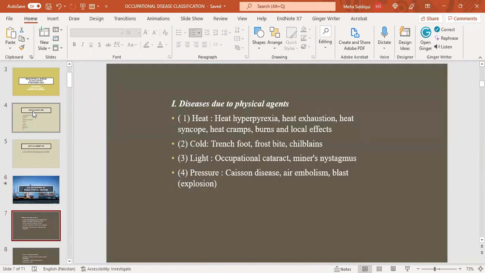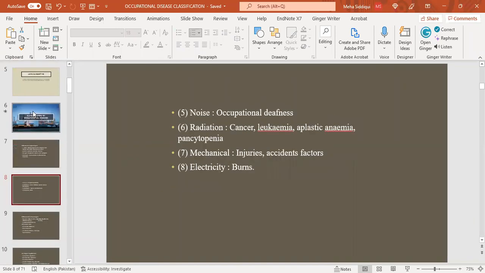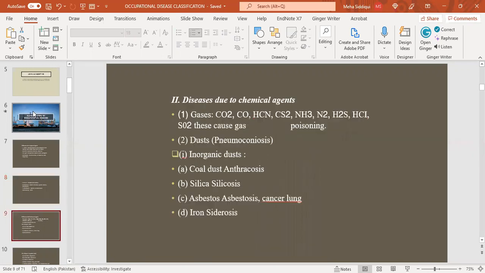First come diseases due to physical agents. Heat leads to heat pyrexia, heat exhaustion, heat syncope, cramps, burns, and local effects. Cold leads to trench foot, frostbite, and chilblains. Light causes occupational cataract and miner's nystagmus. Pressure causes caisson disease, air embolism, and blast. Noise causes occupational deafness. Radiation leads to cancer, leukemia, aplastic anemia, and pancytopenia. Mechanical factors lead to injuries and accidents, and electricity causes burns.